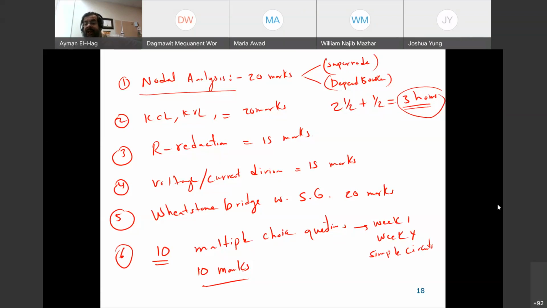SG means strain gauges. Will we get practice materials for the midterm? Yes. The date is as per in the syllabus. It is 21st of June. So Monday. R reduction is when you have a mesh of resistors and you add resistors in parallel and in series.